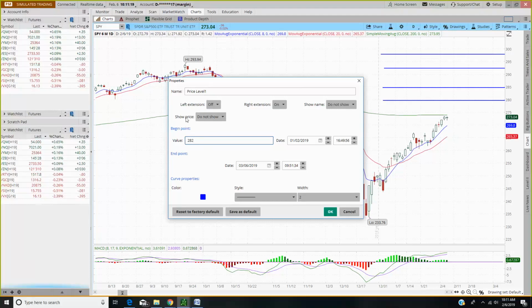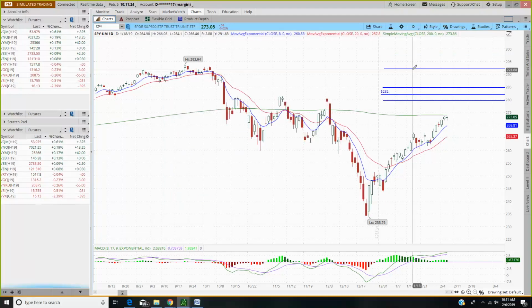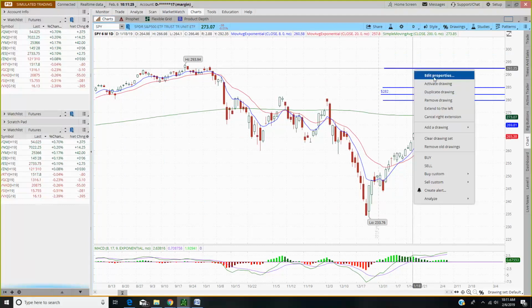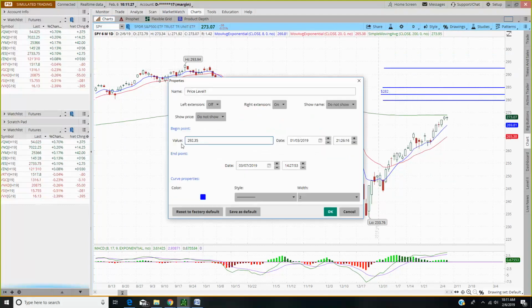You could even show price on the left. Boom. Now the next one, I'm just going to right-click, Edit Properties, and I'm going to go 280. I'm going to make that red. And what I like to do with the leg I sold is make it dotted. That's just me. Show on the left. So 280, dotted, boom.